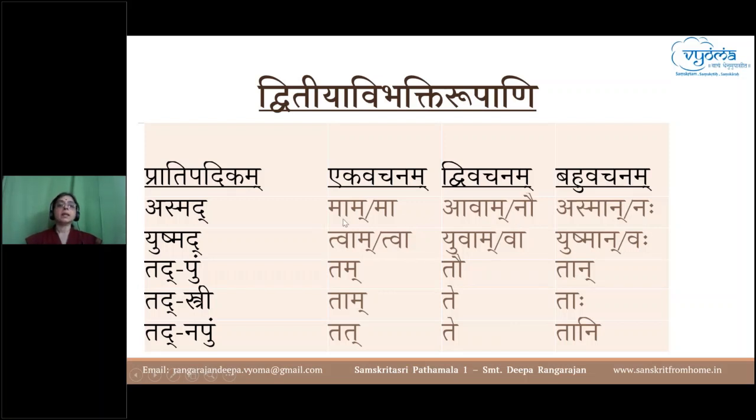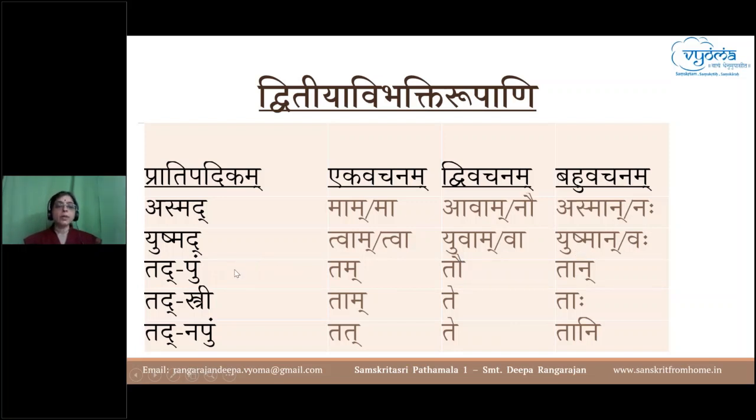Asmad has in Dvitiya, Mam or Ma, Avam, Nau, Asman, Naha. For Yushmat, it is Tvam, Tva, Yuvam, Va, Yushman, Vaha.